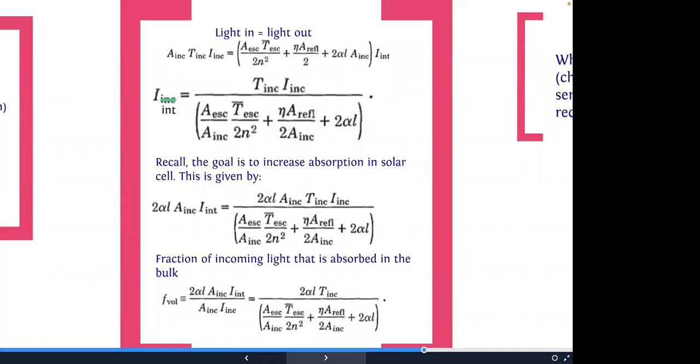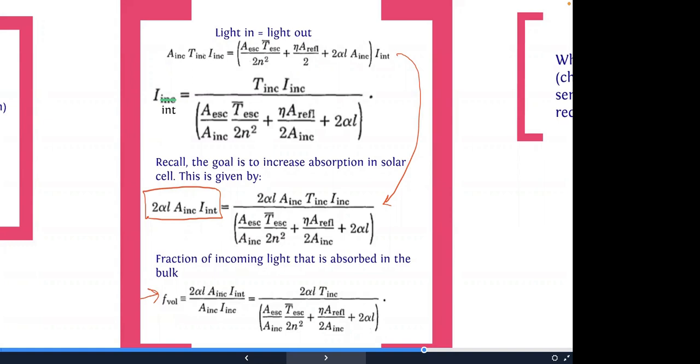Now, in this class, we're interested in increasing the absorption in the solar cell. So we can find an expression for the absorption that is desirable, and that is here. This is the absorption in the bulk, and this equation can easily give that. You get a relatively simple expression here. We can simplify this further by looking at just the efficiency, which is the fraction of incoming light that is actually absorbed in the bulk of the solar cell. That's what's shown here.